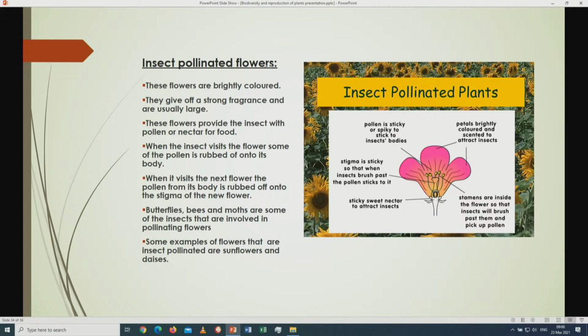Coming to an insect-pollinated flower. So now when you look here, the pollen is sticky or spiky to stick to the insect's body. The petals are brightly colored to attract the insects, and they are scented. The stamen are inside the flower so that the insect will brush past them and pick up the pollen. Here there is a sugary substance which is called nectar. It is sweet. And then the stigma again is sticky so that when the insect brushes past, the pollen sticks to it.